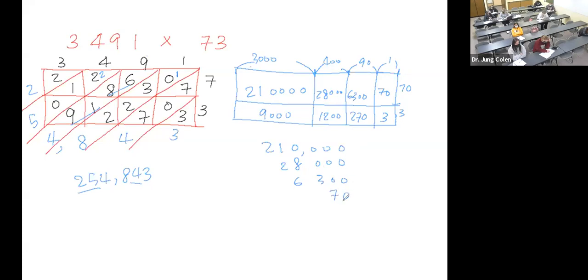When you're writing, make sure you line up with the digits. And you have 9,000, 1,200, and 270, and lastly 3. Then you can add them together.